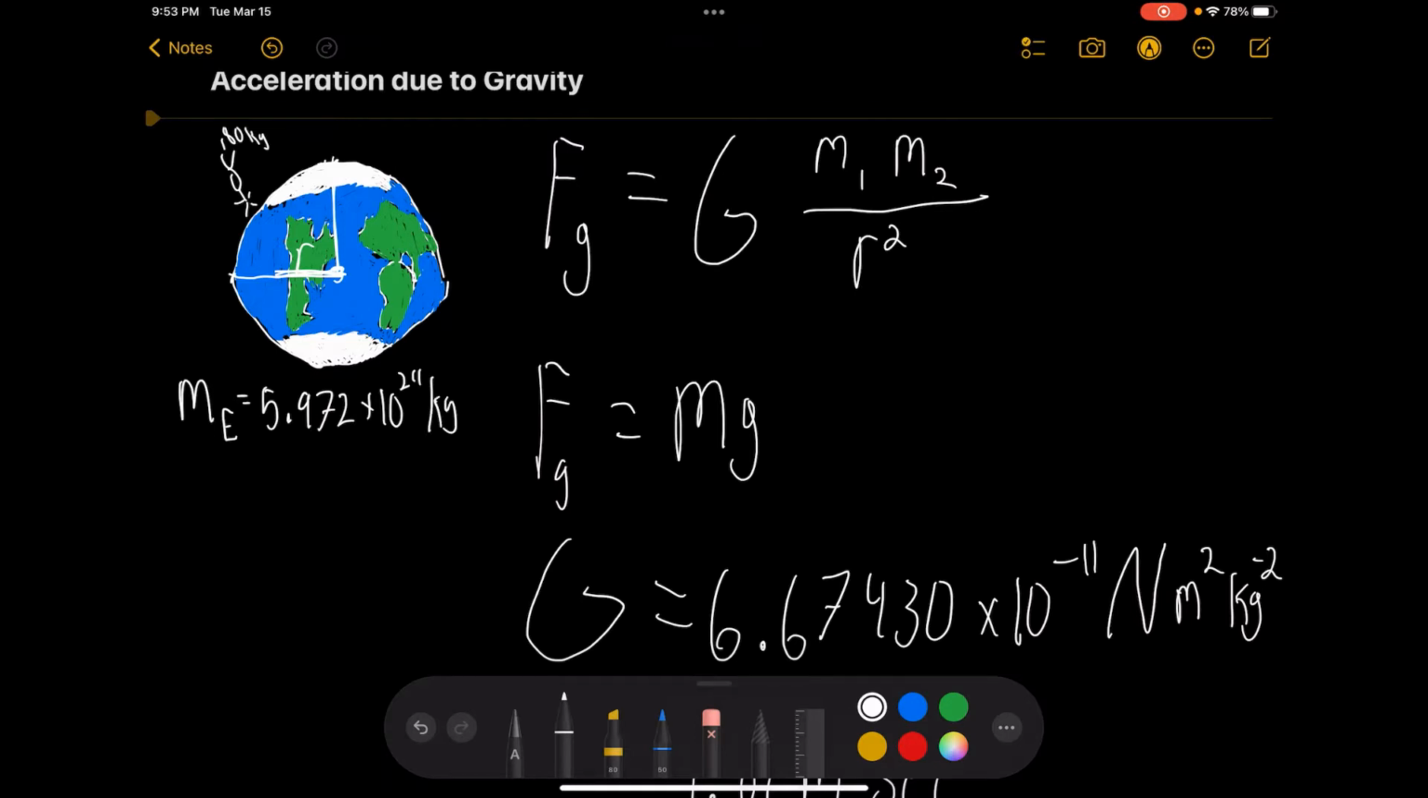That's going to be the distance between the centers of gravity of the two objects. The center of gravity of Earth is located at the center of the Earth. Therefore, we say here that our r value is going to be 6.378 times 10 to the 6th meters.